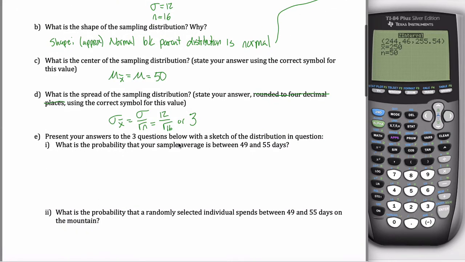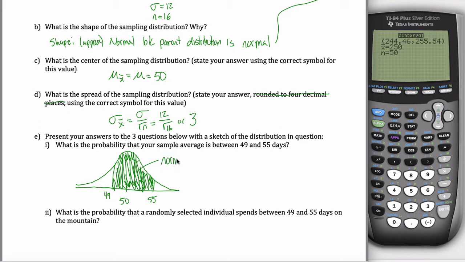Present your answer to the 3 questions below with the sketch of the distribution in question. What is the probability that your sample average is between 49 and 55 days? Sure. Well, I'm going to draw the sampling distribution because the question is about my sample average. And the center of that sampling distribution is 50. And I want between 49 and 55. Can arbitrarily put one to the left and one to the right. Doesn't have to be drawn to scale. If you want to draw it to scale, you feel free. This is the area I'm looking for because the probability that the sample average falls in this range is one of the interpretations of the area underneath the sampling distribution.